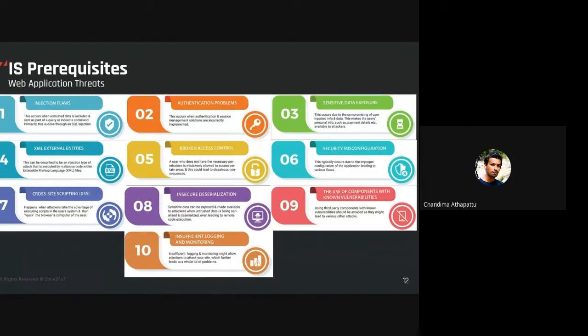Sensitive data exposure is where you expose sensitive data in different places in your project. XML external entities, where we are dealing with XML files. Broken access control, where we are not correctly controlling the access. Security misconfiguration, which most of the time is part of configurations in the project. It can be from software to hardware to deployment.